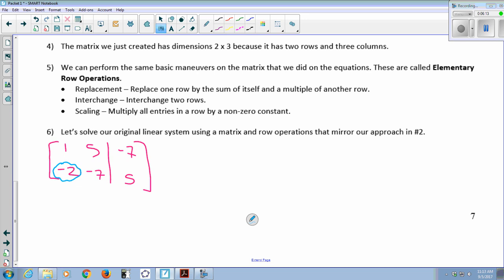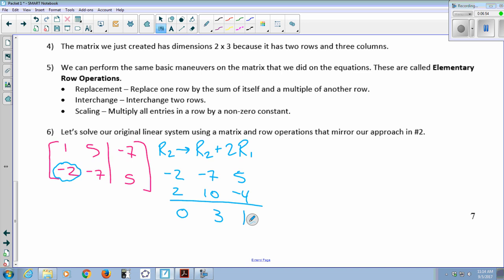I want to replace row 2 by adding a multiple of another row to it. So row 2 is going to get replaced with row 2 plus 2 row 1. That will make the -2 in the spot I circled in blue become a 0. You can write this out at first if you need to. So row 2 is -2, -7, 5. Add to it twice row 1, so that's 2, 10, -14. And you get 0, 3, 1.